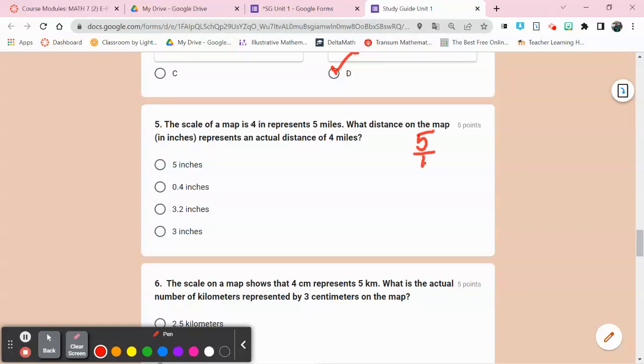5 over 4. Now, we have to decide, are we going to the actual or are we going back to the drawing? Well, we're going to inches because what distance on the map in inches? So that means we're going to the inches, people, is an actual distance of 4 miles. So that means we're going back. So it is 4 over 1 divided by our scale factor, which is 5 over 4. We don't divide fractions. We do keep, change, flip. And remember, you're supposed to flip and multiply by the reciprocal.